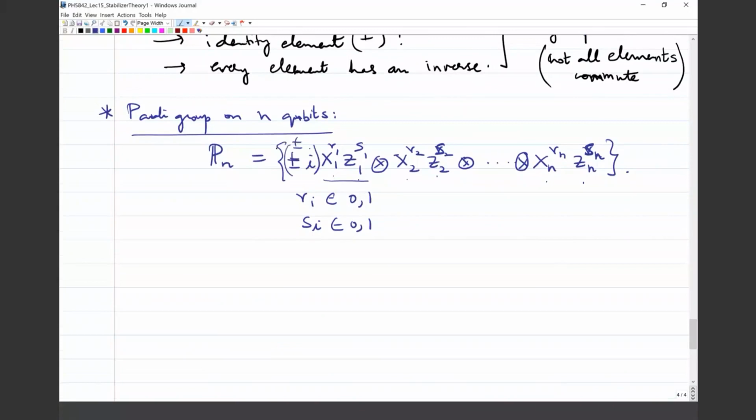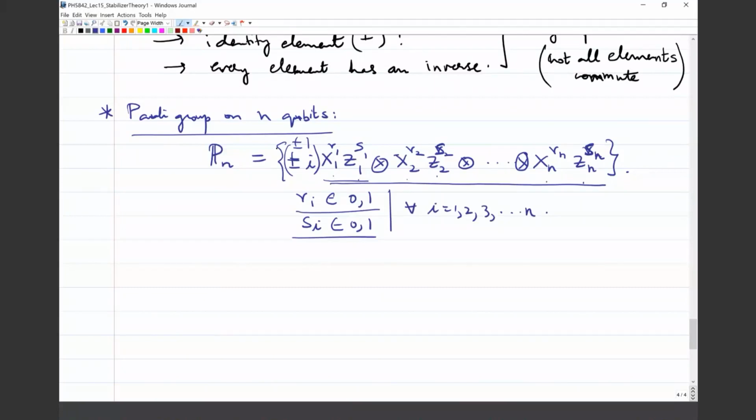And then you have all possible n-fold tensor products with just identity at any location or X, Y, Z in some form, right? So these R_i and S_i, essentially you have these two binary strings which are parametrizing these n-qubit Pauli operators, right? So this is for all i going from 1 to n. Okay, so this is the Pauli group on n qubits. This is also not a commutative group. It is also a non-abelian group.